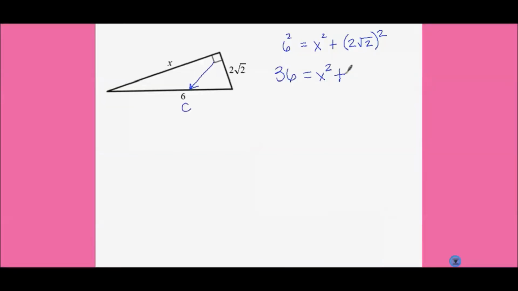So plus 8. We need to get the x squared by itself, so we subtract 8 on both sides. We get 28 equals x squared. Again, we're going to square root both sides to undo the square, and we get that x is approximately 5.292.